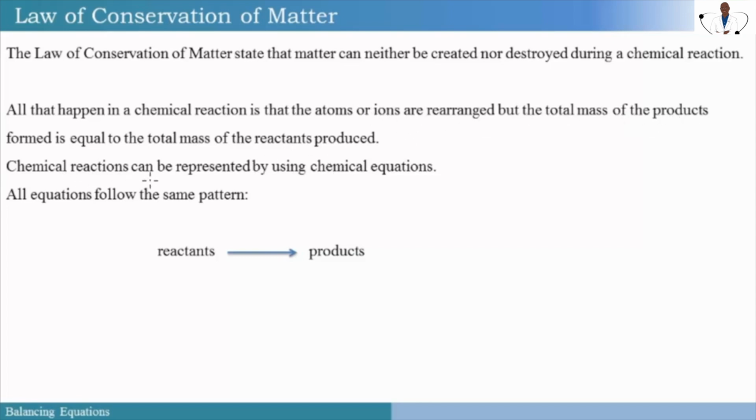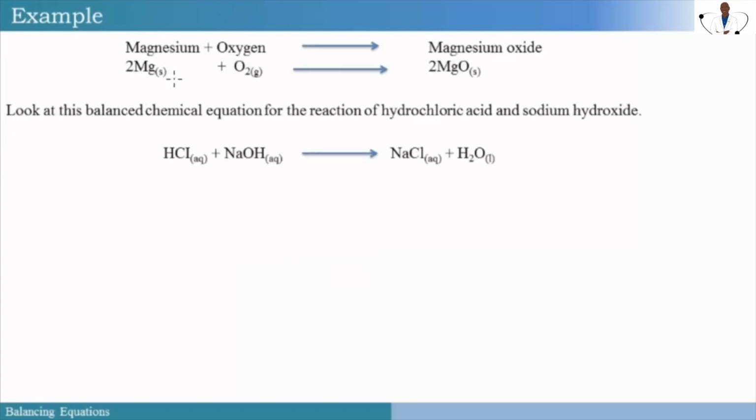Now, chemical reactions can be represented by using chemical equations. In a chemical equation, we have reactants, and we have the arrow that is saying what is being produced, and then we have the product. Look at this example of a chemical reaction. Magnesium is reacting with oxygen to produce magnesium oxide. You can see that on the left of the arrow, you have magnesium atom, which is solid, reacting with oxygen molecule to produce magnesium oxide, again, which forms a solid.